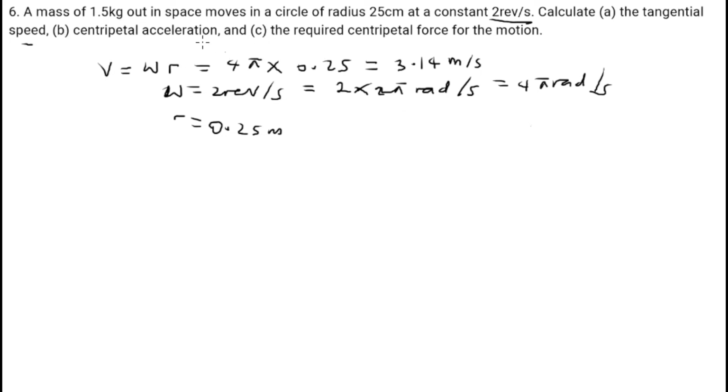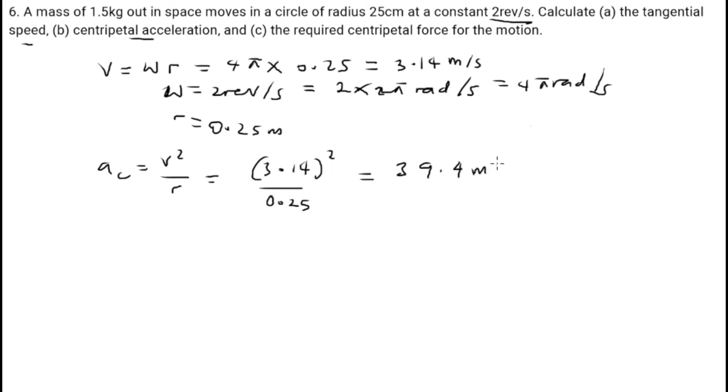So now to find the centripetal acceleration, that's linear speed squared upon the radius. That's 3.14 all squared upon the radius of that circular motion, and the radius is 0.25. So if I do that correctly, I should have 39.4 meter per second squared. That is 3.14 squared divided by 0.25.